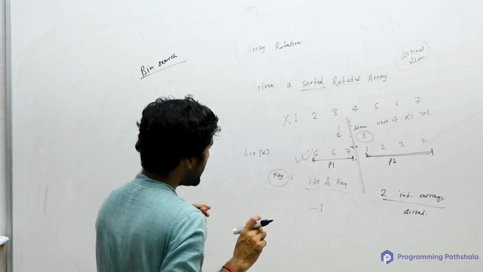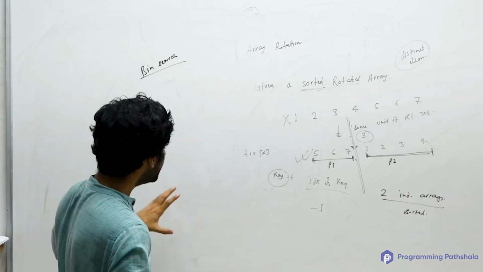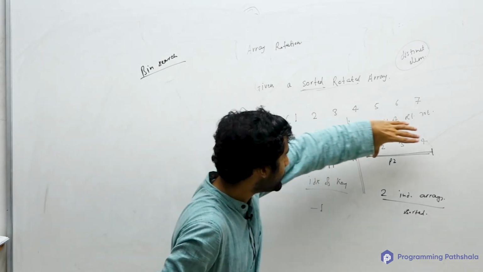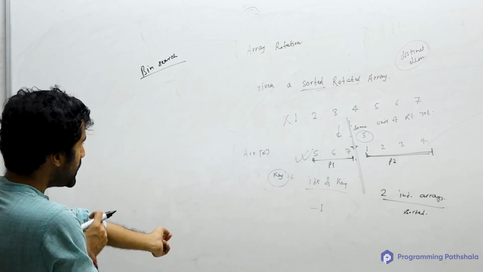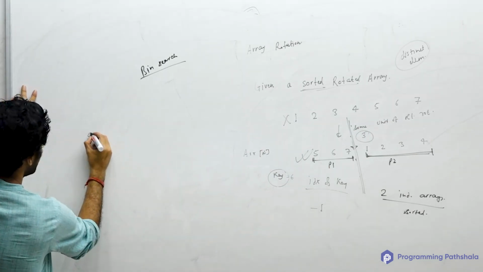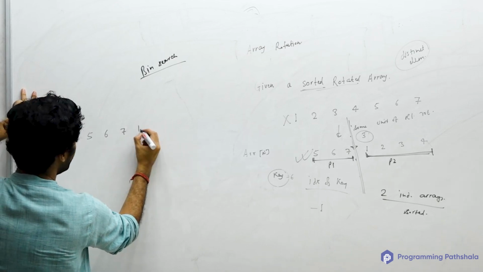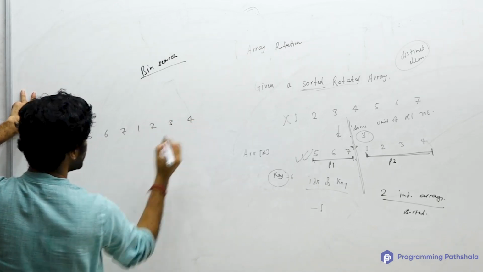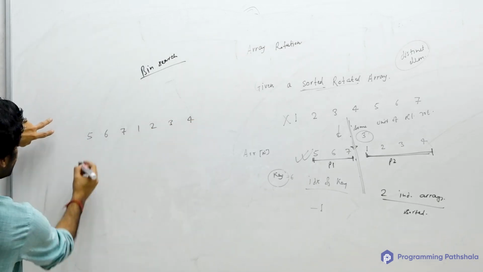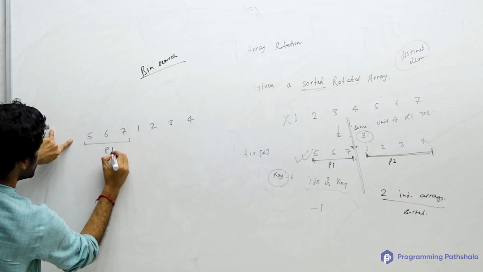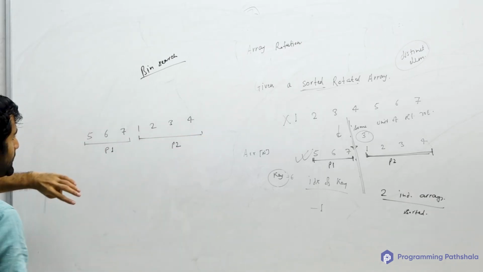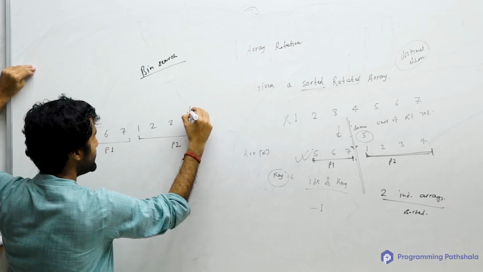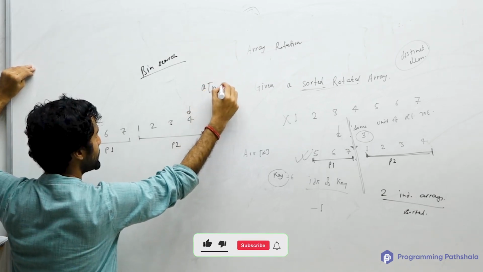So I had told you that if there is an order in this part which is different from the order in this part, then you can always use binary search and solve the problem. Now let's see how I can do that. So you have 5, 6, 7 with you, and you have 1, 2, 3, 4 with you. Let's say this is my part 1 and this is my part 2. Let's say this is my last element of the array, which is A[n-1].